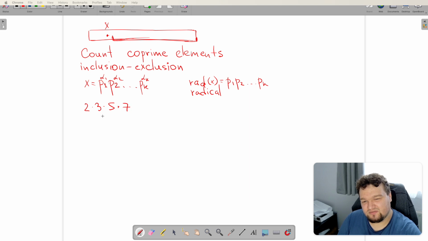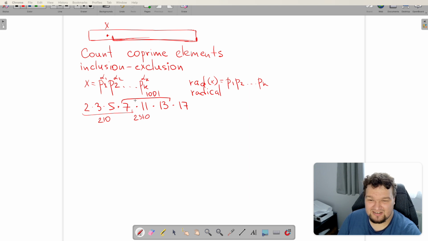3 times 5 times 7 is like 105. If multiplied by 11, it will be this. Multiply by 13 and then by 17. This actually should be something good, right? Like this is 1001, very famously.